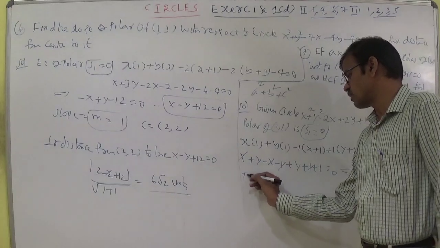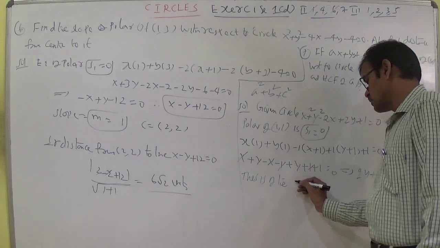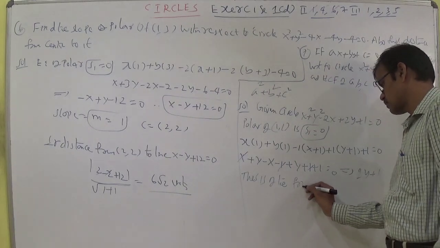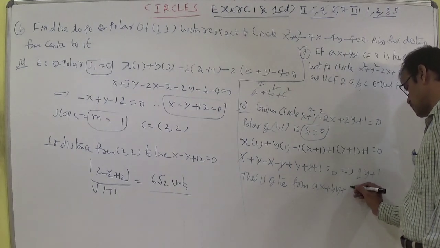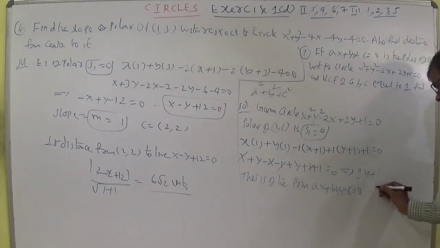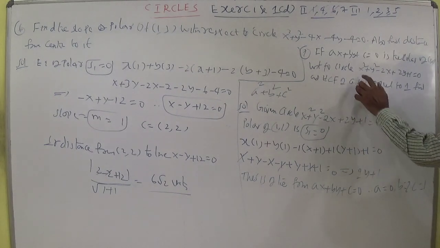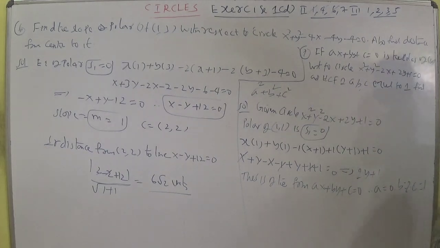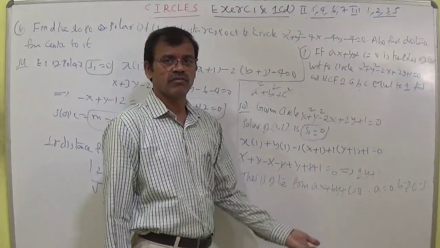So this is of the form ax plus by plus c equal to 0. Therefore, you can compare here and get a equal to 0, b equal to 2 and c equal to 1. For these numbers, he is telling us that the HCF of A, B, C is equal to 1. Whether he gives it or not, no problem. Of course, the HCF is 1, that's all.